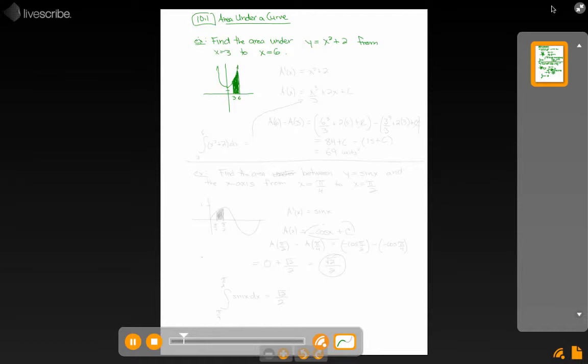Well, this time I don't have a rectangle and a triangle to draw because it's a curve on top. But what I can do is say, well, I know that the derivative of the area is x squared plus 2. So if I take the antiderivative of that, it's x cubed over 3 plus 2x plus c. Now if I evaluate that from 3 to 6, what I do is I say A of 6 minus A of 3. So I put in the 6 here, 2 times 6 plus c, and I subtract and put the 3 in here.